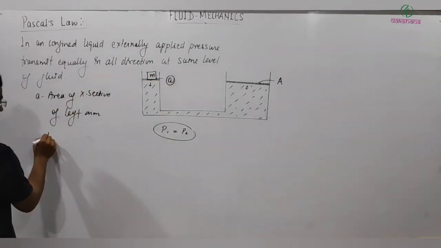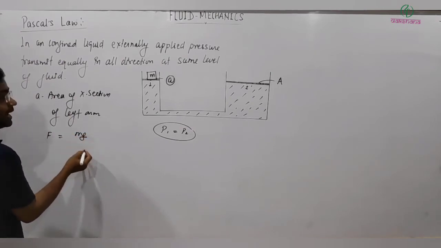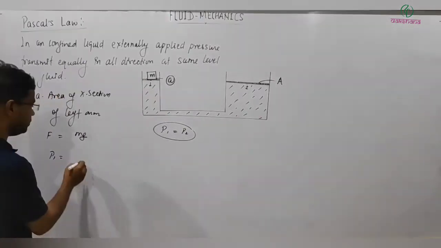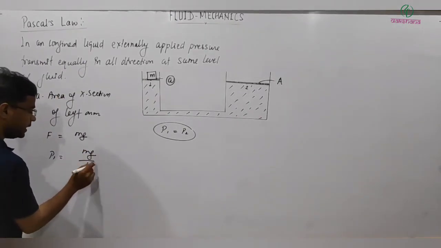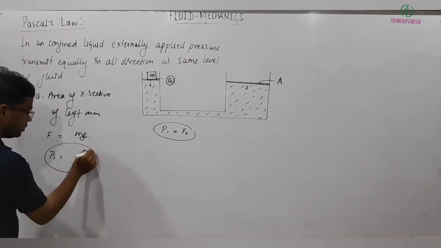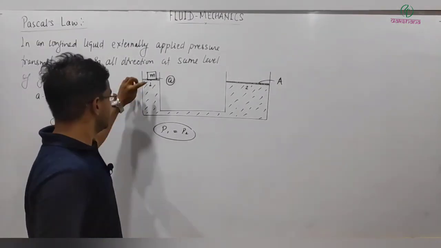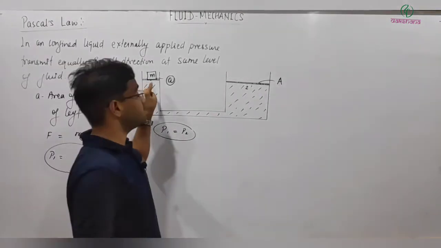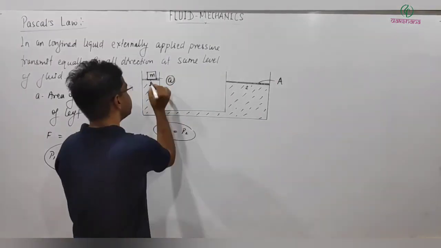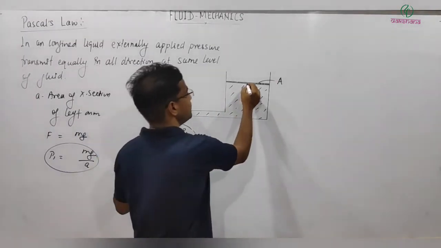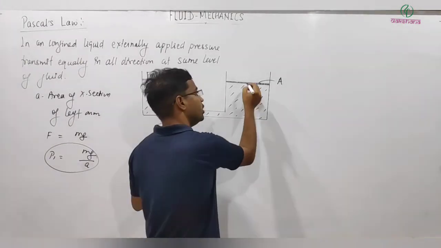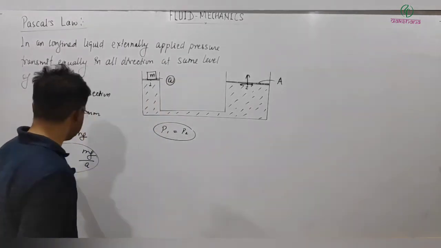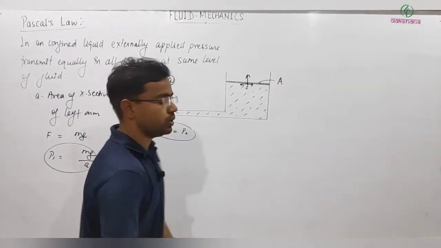force will be equal to what? Force is equal to mg, and the additionally applied pressure developed at point 1 will be mg divided by small a, the area. Now what will happen? The externally applied pressure at point 1 is P1. So this pressure will transmit equally in all directions at the same level. It will also transmit to point 2, in this direction also. So the same extra pressure will be passing to point P2 also.